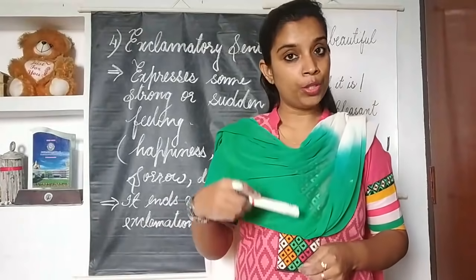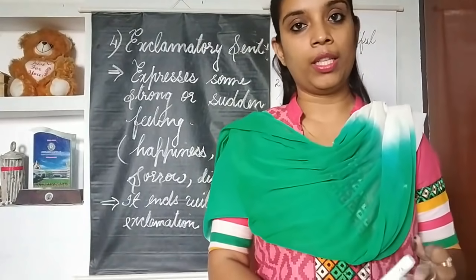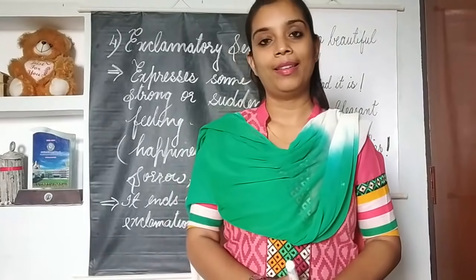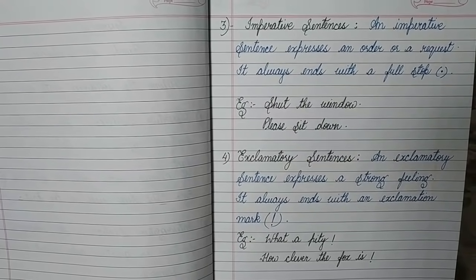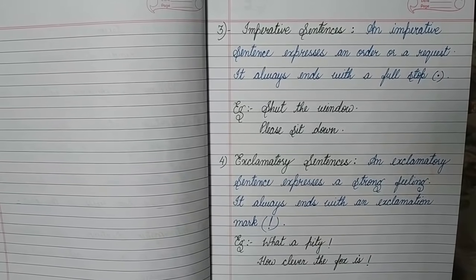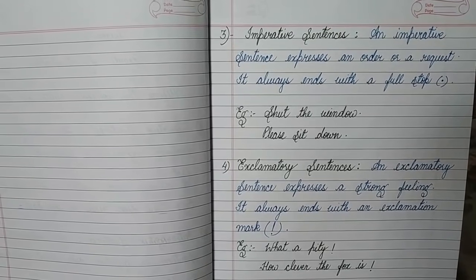And I'm going to give you the definitions now, the definitions of imperative and exclamatory sentences. So note it down and start learning the definitions, children. Now see, I've given you 2 definitions here, imperative sentence and exclamatory sentences. So note down these definitions in your rough copy and start learning them.